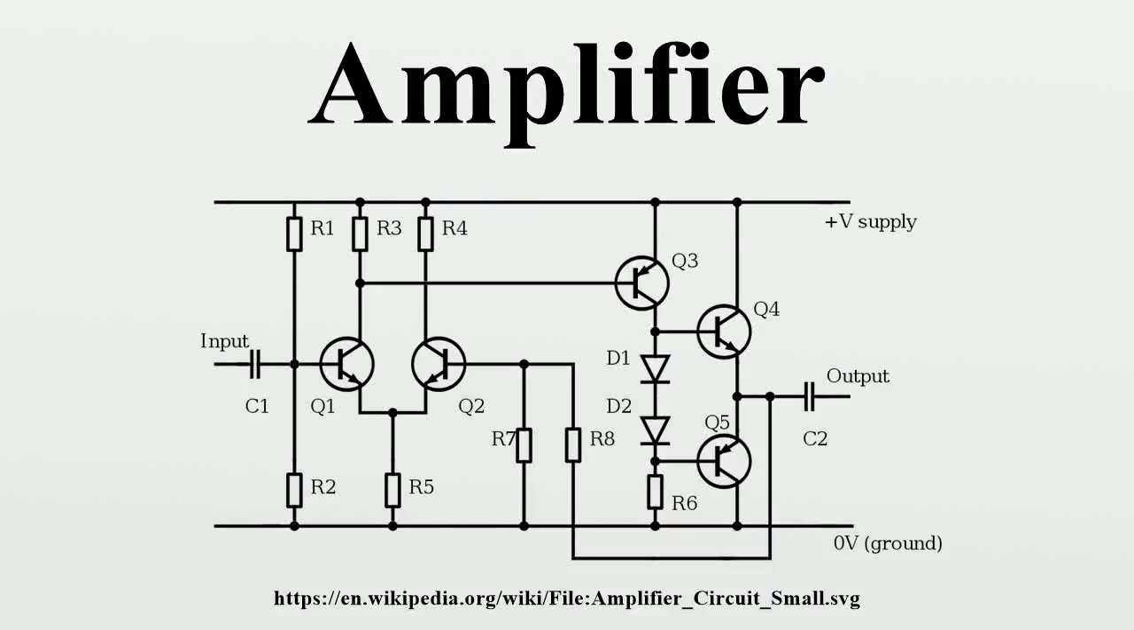An amplifier, electronic amplifier, or amp is an electronic device that can increase the power of a signal. It does this by taking energy from a power supply and controlling the output to match the input signal shape but with a larger amplitude.